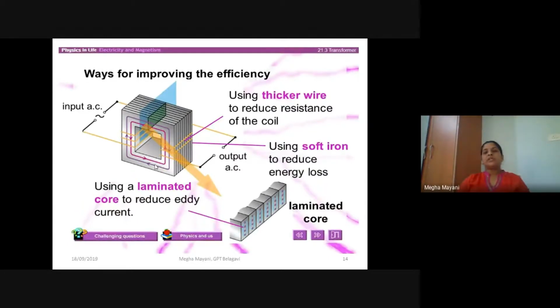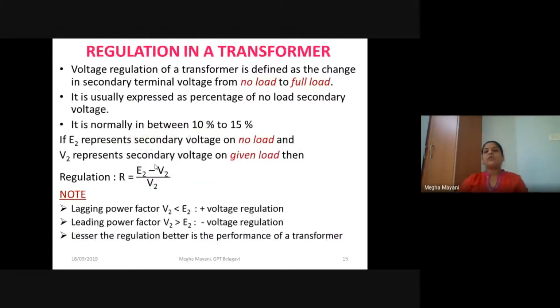Next, regulation in a transformer. Voltage regulation of a transformer can be defined as the change in the secondary voltage from the state when it is with no load to full load. You don't connect any load to the secondary winding, note whatever voltage we get, and then you connect a full load to the secondary winding. If you take the ratio of this, it will give us the regulation present in the transformer.